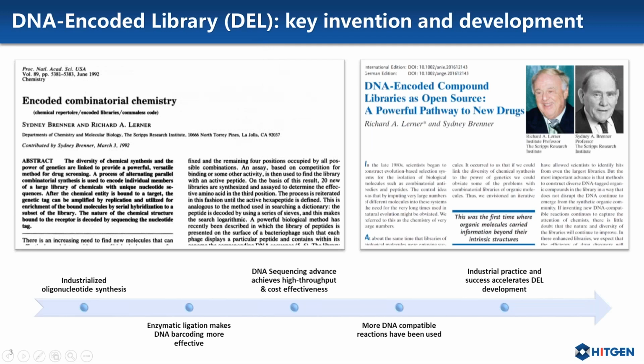In 1992, Professor Brenner and Lerner first proposed the concept of encoding a chemical library with nucleotide tags. At the time of their disclosure, they presciently recognized significant challenges. First, DNA-compatible chemistry tools are quite limited. Amide coupling was the main chemical reaction used for DEL synthesis. So the DEL molecules in early years were quite peptide-like.